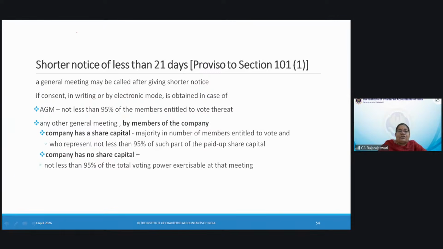Then the question is, can a shorter notice be given, less than 21 days? Yes. It can be given provided the shareholders consent to it. At least 95% of the shareholders must consent to the shorter notice. Suppose there are only 10 shareholders, it is easier to obtain the consent. So here, if all the 10 agree, then it is okay.